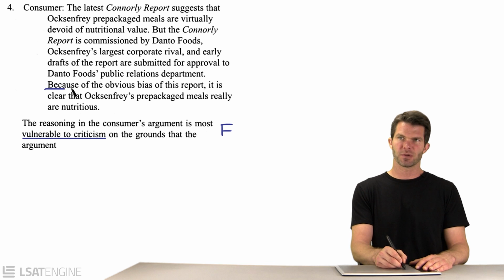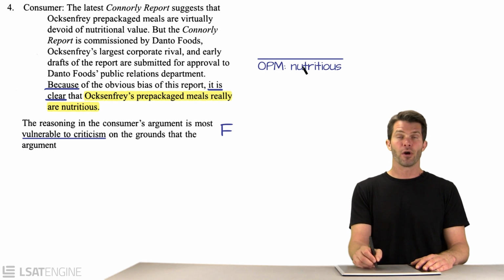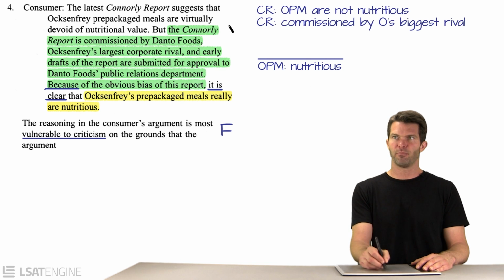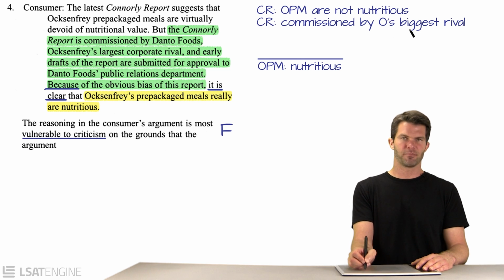We got a "because," which is a premise indicator, and "it is clear" is our conclusion indicator. And the whole point here is that Oxenfree prepackaged meals are nutritious. And the evidence for that is that the Connerly report says that they aren't. But the Connerly report is commissioned by Oxenfree's biggest rival. So according to the Connerly report, these prepackaged meals are not nutritious, but there's some potential for bias here.